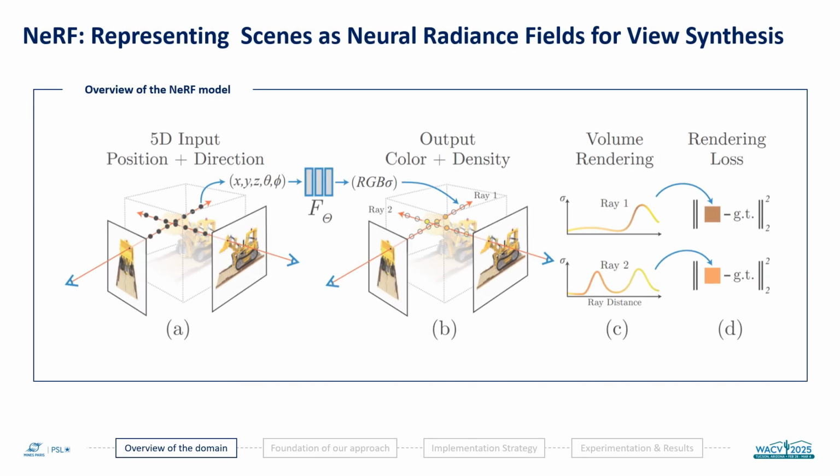This field has seen significant advancements in recent years, particularly with the publication of the paper NeRF, representing scenes as neural radiance fields for view synthesis. One of the key contributions of this paper is the use of a discretized volumetric rendering equation to optimize the parameters of a scene. Here's how it works.